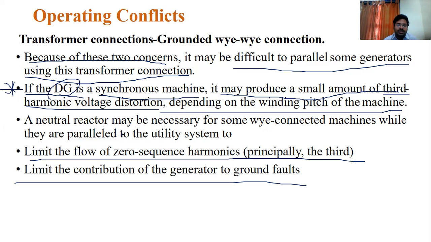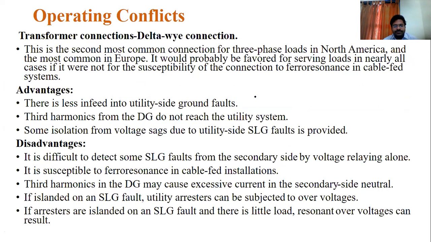Okay, this is not that much preferable for DG as a synchronous generator, for this connection and the star to star connection. So what is the second one here? A delta to star connection. Nothing but the primary side is connected to the delta, and the secondary side is connected to the Y connection. So this is the second most common type of connection while you are interfacing this DG to the system.